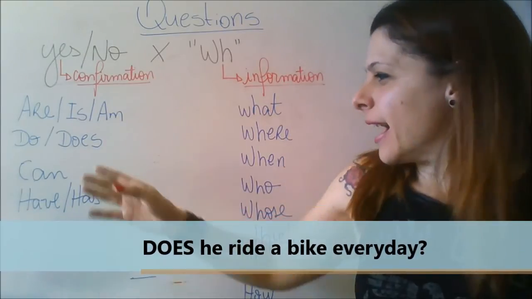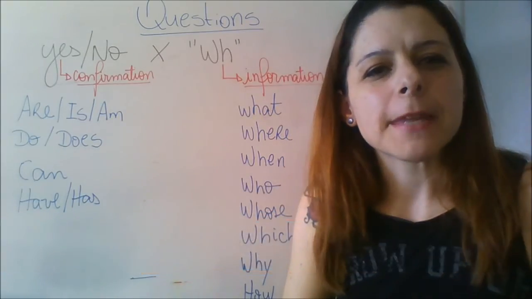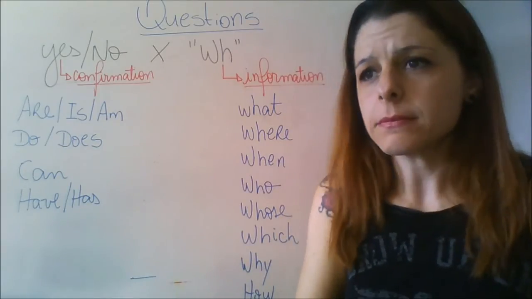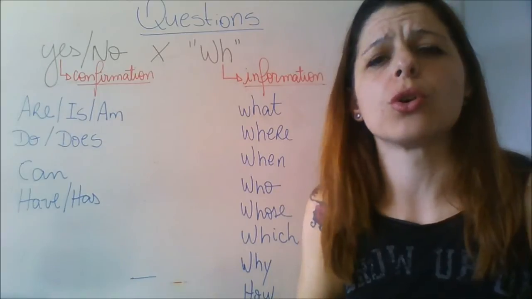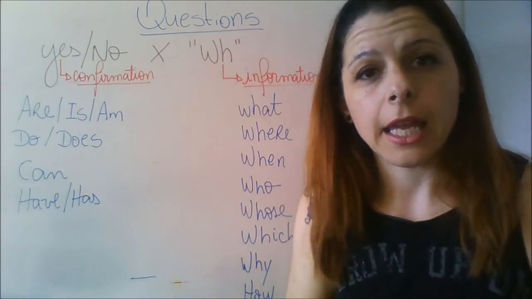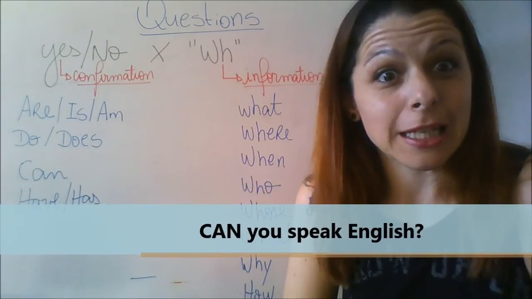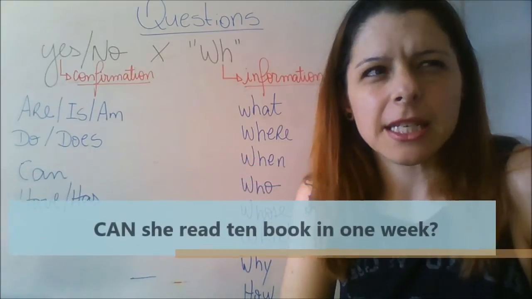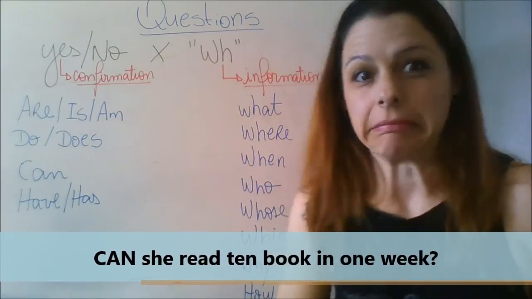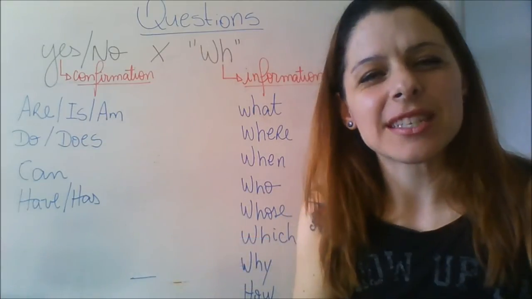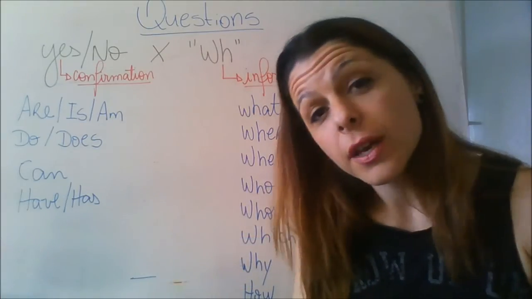Okay. Now, questions with can, with verb can. Remember, can we use to show abilities. Okay, so for example, can you speak English? Or can she read 10 books in 1 week? Ooh.